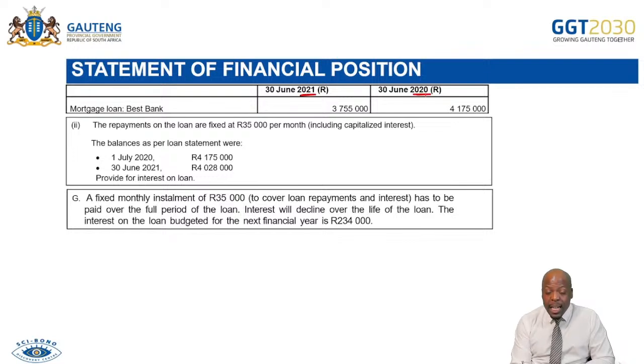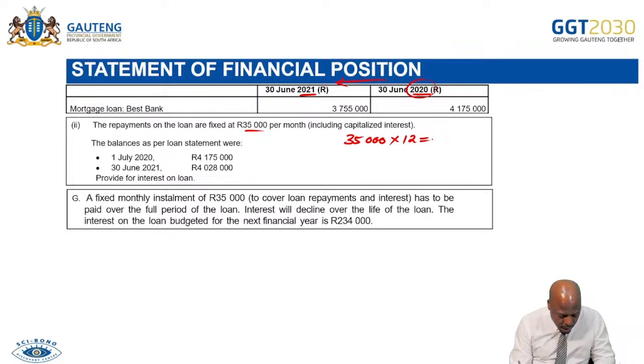Remember, we read our financial statements right from 2020 going to 2021. The repayment of the loan is fixed at 35,000 per month. If it's 35,000 per month and we have 12 months, how much are we paying per year? All right, so we want to say your 35,000 per month. Then if we multiply that per year, how much do we then get?